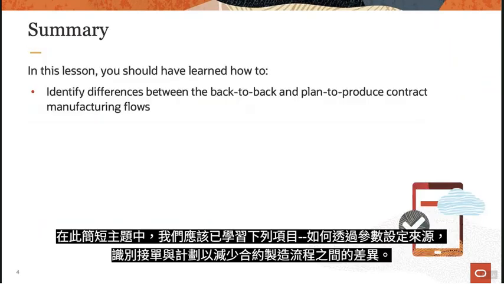In this brief topic, we should have learned the following: how to identify differences between the back-to-back and plan to produce contract manufacturing flows through the source of parameter setups.